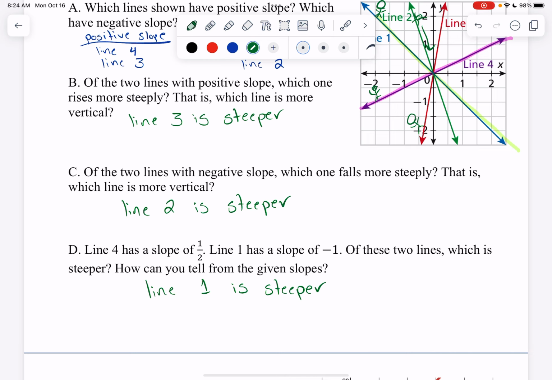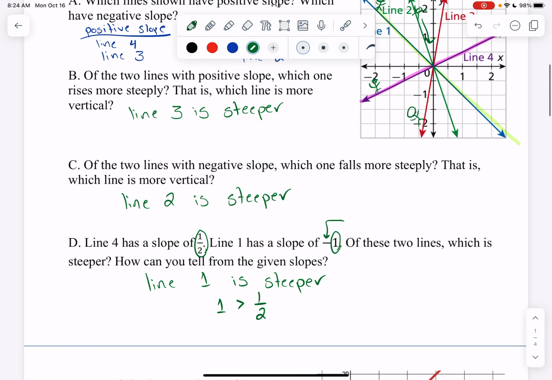And if you look at the slope values, 1/2 compared to 1, 1 is greater than 1/2. So it's steeper. Again, I ignored that negative. That negative tells me the direction that it's going down. The negative tells me that the line is going down. The 1 tells me how steep it is. This 1/2 here is positive, gives me the direction. The 1/2 tells how steep it is. Line 1 is steeper because a slope of 1 is greater than a slope of 1/2.